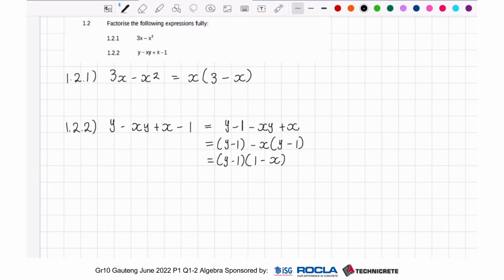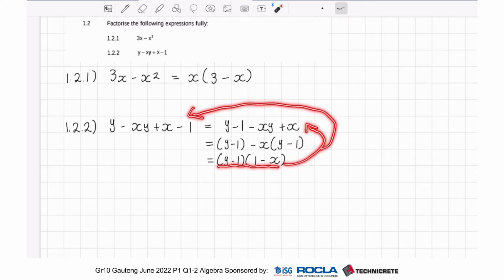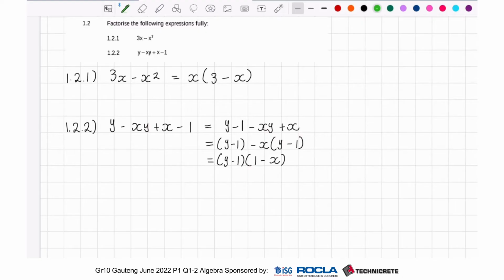And if you want to double check your answer, you can just use FOIL and multiply these two brackets together and see if you get back to either this expression or this expression. Remember, they were the same, we just rearranged them. So by FOIL, I'm going to multiply these two brackets.